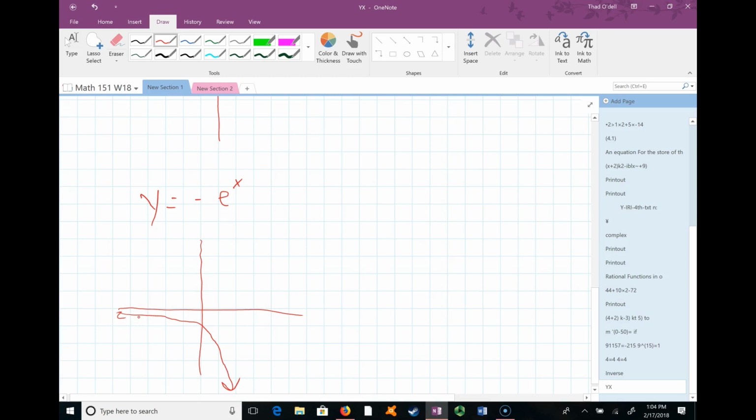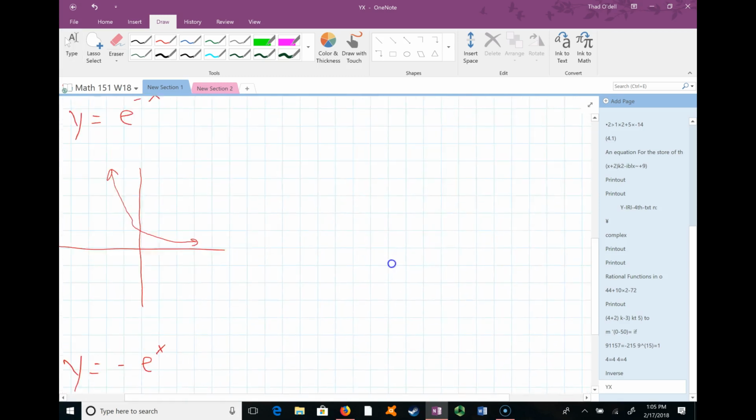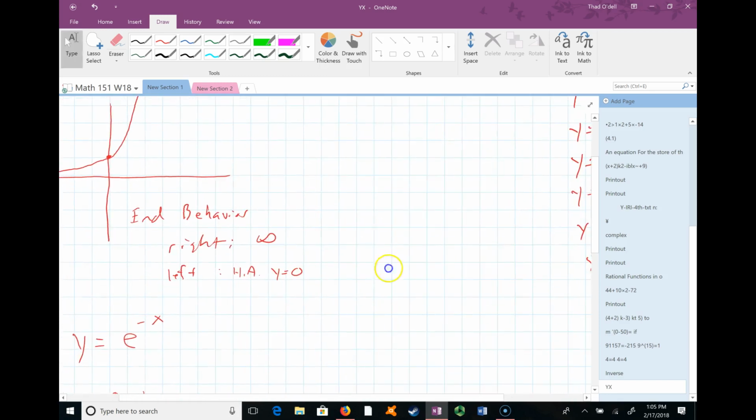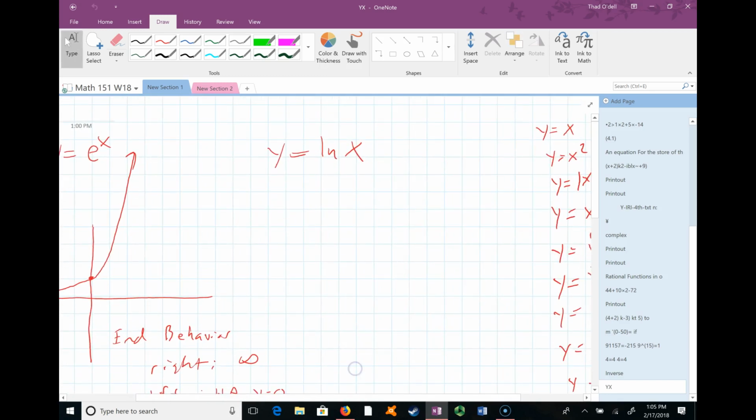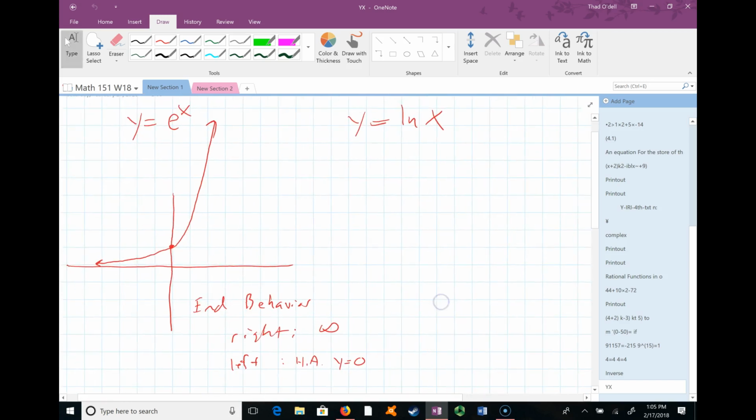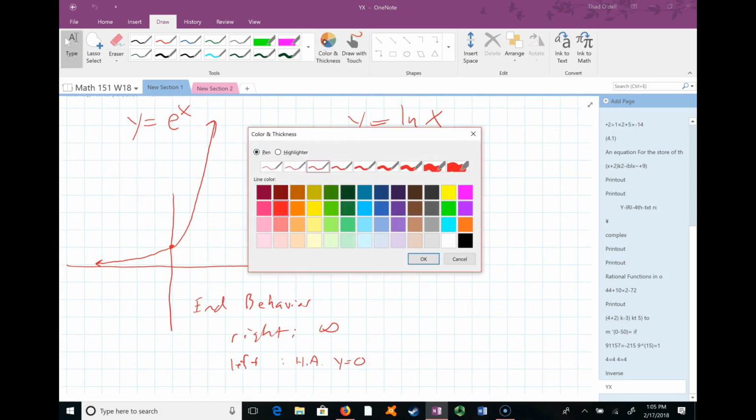So you can play around with that some, but that's the basic parent function, y equals e to the x. Likewise, we have the natural log, and the cool thing is the natural log is, I'm going to grab a different color here. Let's go with blue.